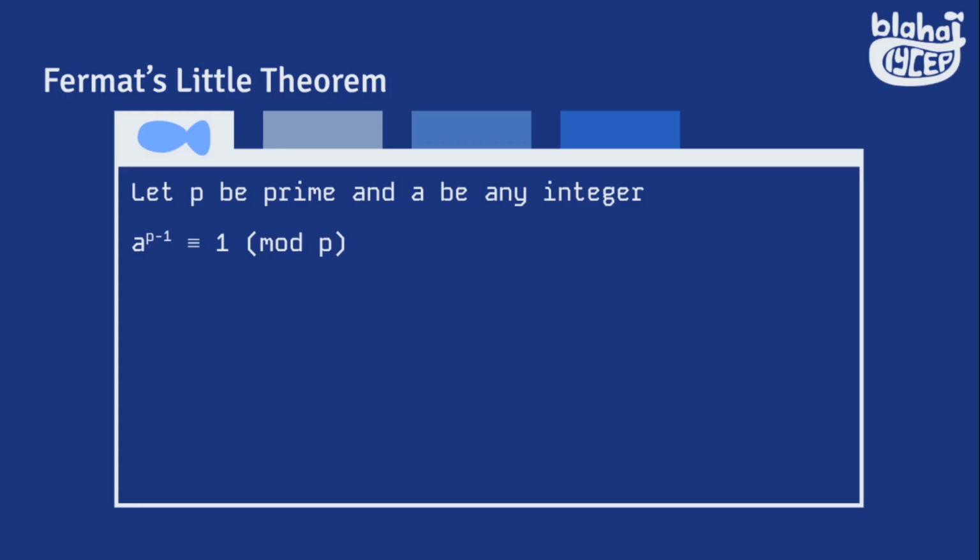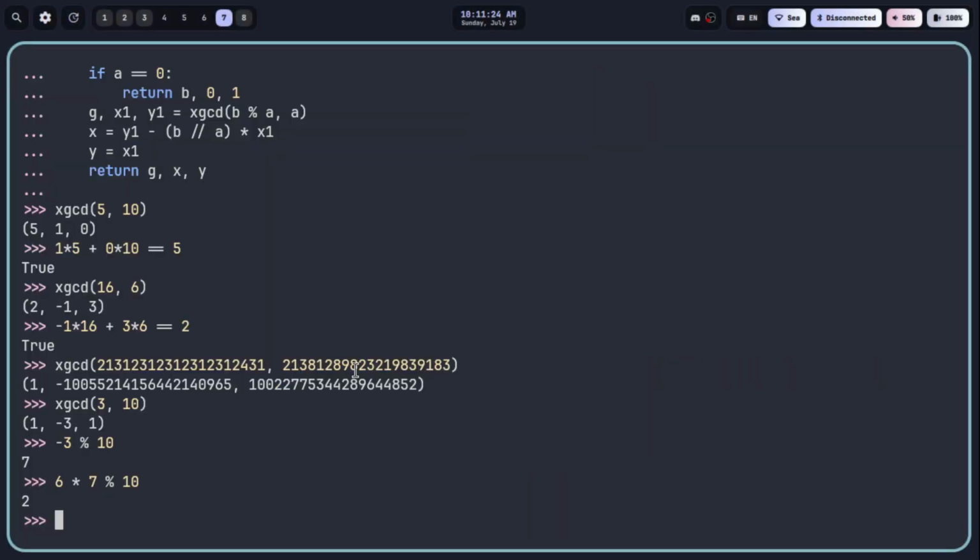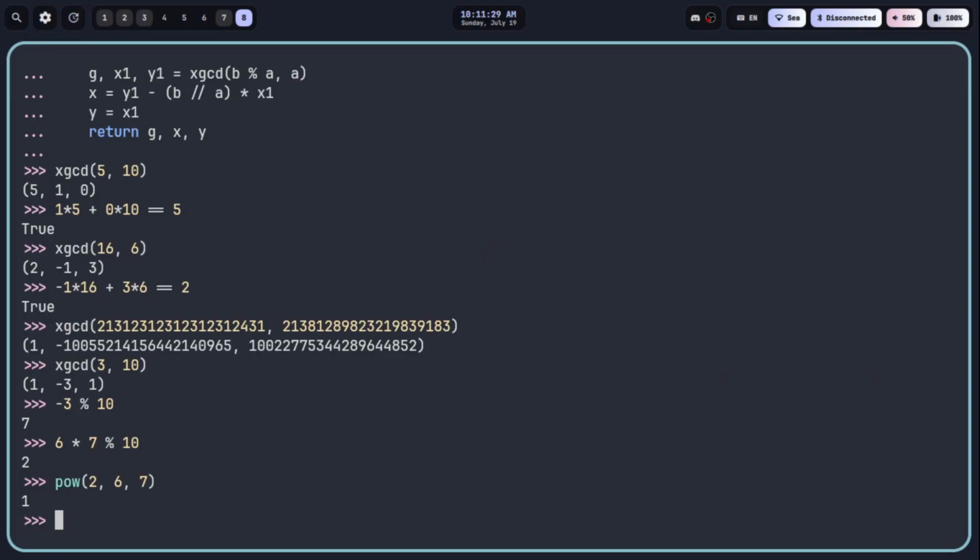Now we'll bring you into a theorem called Fermat's little theorem. Let's define our variables again. Let p be any prime. 7 is a prime, so p is equal to 7, and let a be 2. Fermat's little theorem tells us that 2 to the power of 7 minus 1, or 6, is congruent to 1 modulo 7. So David, can you calculate 2 to the power of 6 modulo 7? It's 1.